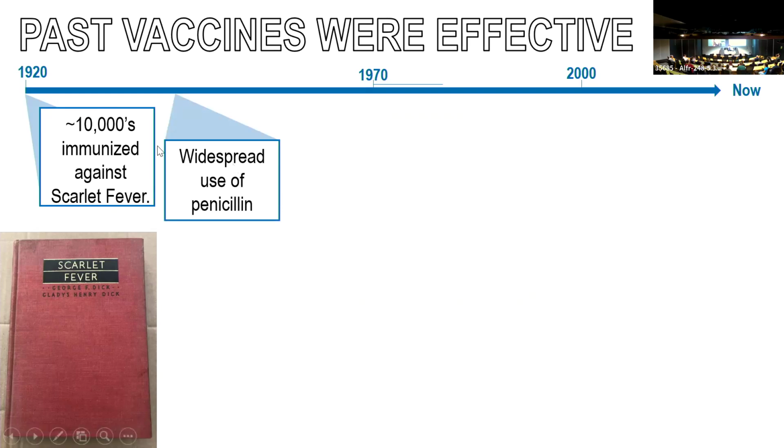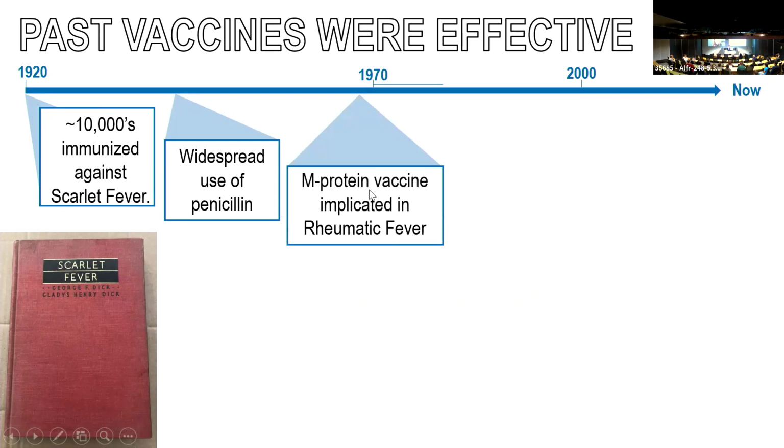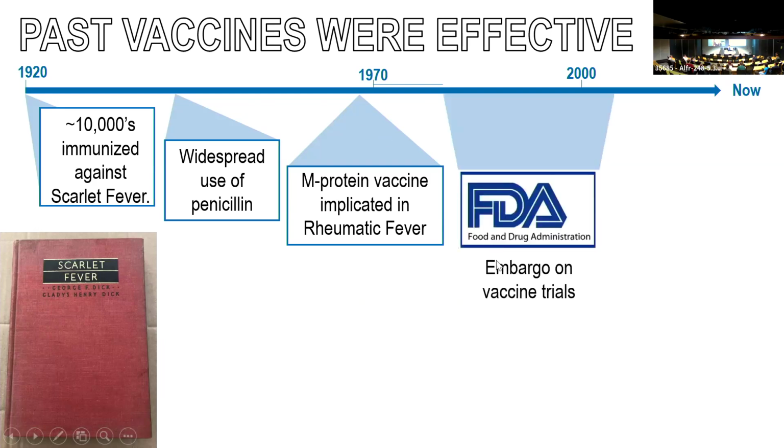And so it was really superseded with the widespread use of penicillin around the 1940s. But the interest in a Strep A vaccine did pick up again in the 1960s, but it really ground to a halt at around 1969, where this particular M protein vaccine was implicated in triggering rheumatic fever. So a vaccine causing the disease that it's aiming to prevent. And that led the US FDA to essentially put an embargo on vaccine trials that lasted for about 30 years.